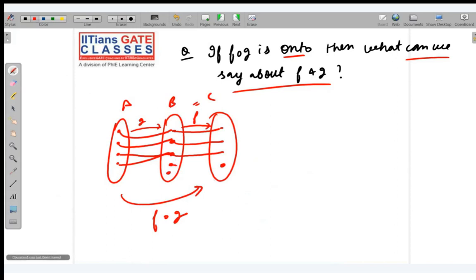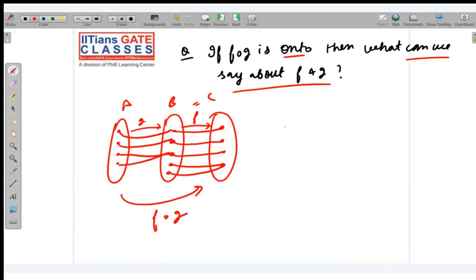Are you getting it? See this. For example, I make it like this. Now it is guaranteed that F will no longer be a function if this element is left out. So we have to map this element to some element like this. For example, I map it here. Now we can see F is onto, and here G is not onto, and still we will say FOG will be onto.